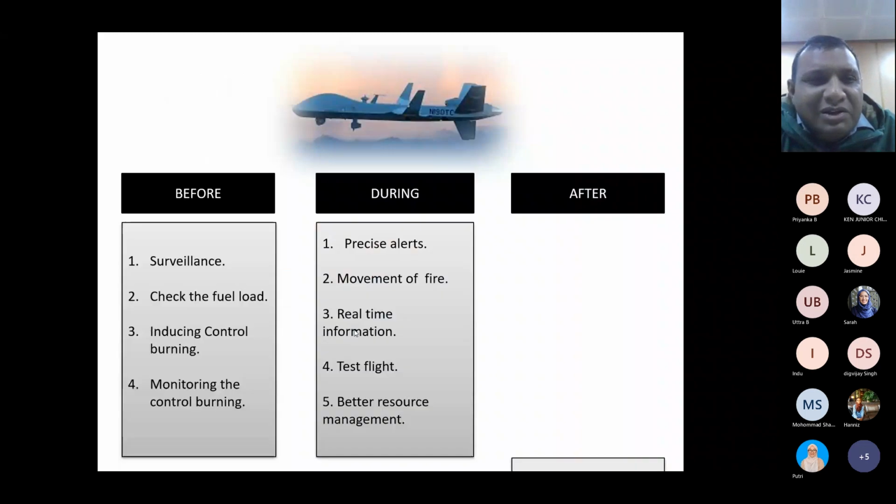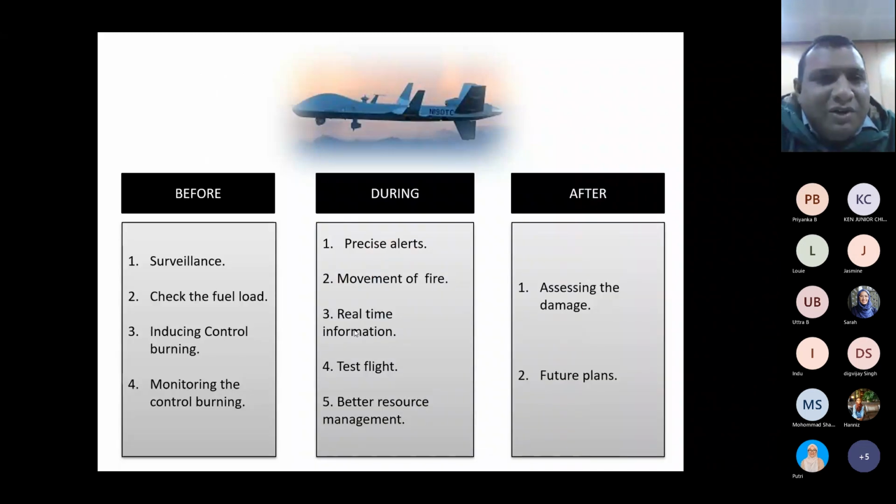So this is in general what I have given. See, just before a fire, we do the surveillance. We can check the fuel load. Fuel is nothing but what the ground has. If your fuel load is high, there is more potential for fire. If the fuel load is less, then it will have less potential to catch fire.